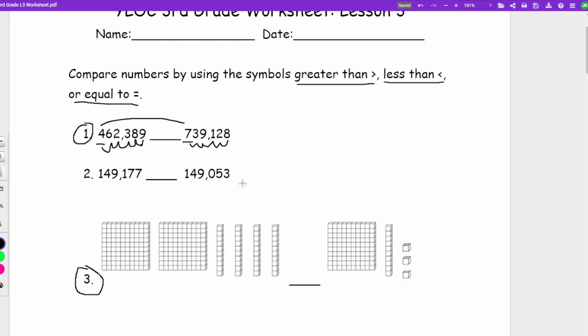So let's just say there was a 2 here. If there was a 2 here, well, this is in the millions place, and this one doesn't have a millions place, so this would automatically become bigger, but we don't have a number there, so we have to check them. Well, 7 is obviously greater than 4, so I'm just gonna write less than.